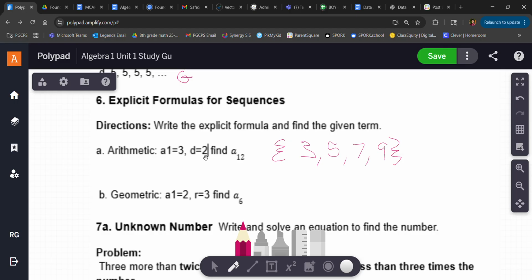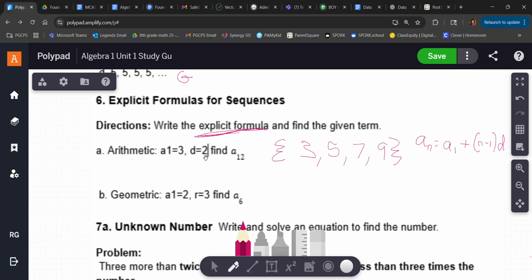However, it says find the 12th term, which means we could do this all the way to get to 12, but there's a formula where you can jump straight to the 12th term. That formula is in our students' notes. However, the formula is any term is going to be the first term plus the term number we're looking for minus 1, the subscript, times the difference. So once we have the correct formula for arithmetic sequences, we can just plug in the numbers.